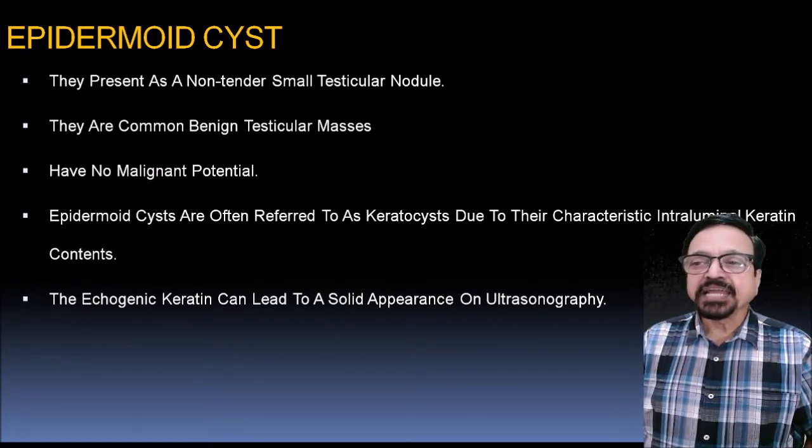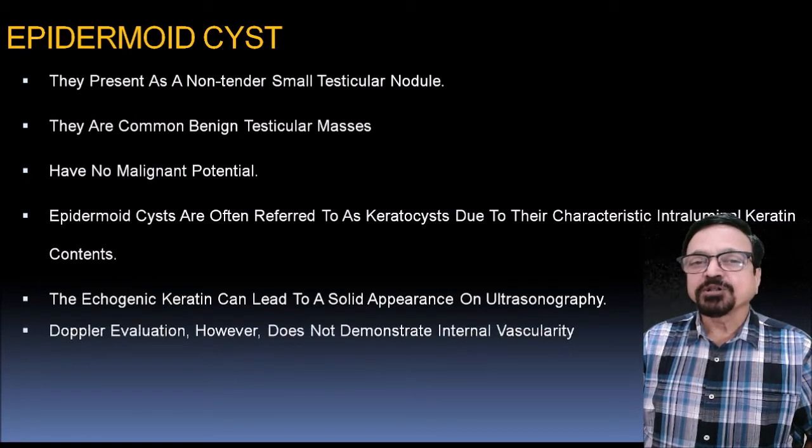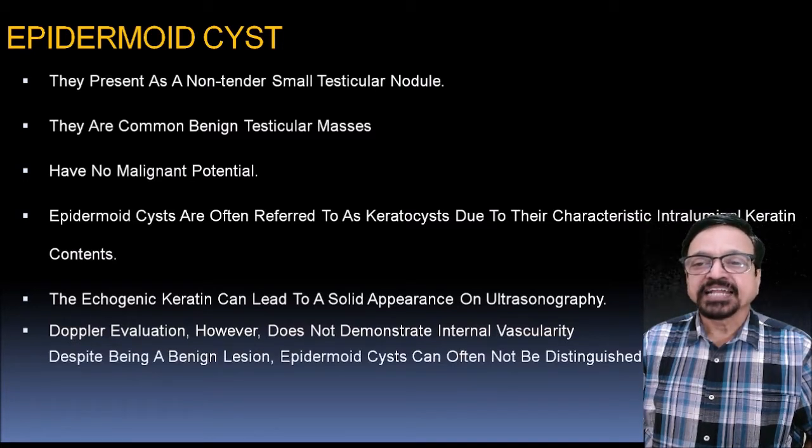So one should be familiar with such a deceptive finding, and this can easily be overcome with the help of Doppler. If you put a Doppler, a cyst will show no signals. Doppler evaluation does not demonstrate internal vascularity, since the keratin cyst, though appearing echogenic, contains clear fluid. So there are no Doppler signals and no vascularity demonstrated inside.